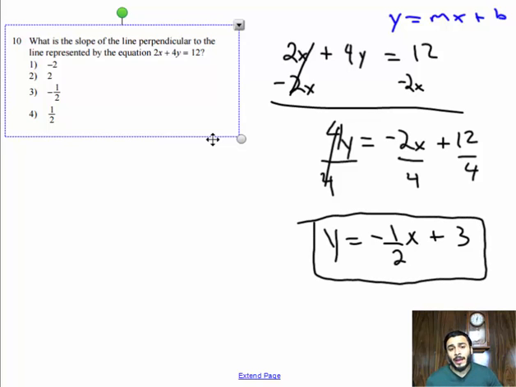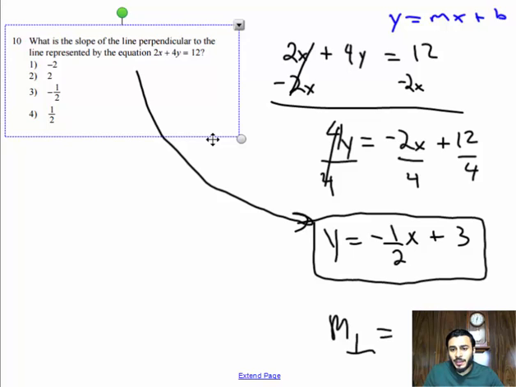Now, let's go back to the question. So what's the slope of a line perpendicular to this? Well, the slope of this line is negative 1/2. A line that's perpendicular to this, well, the slope of that line, that says slope of the perpendicular, must be the negative reciprocal of negative 1/2. What's the negative reciprocal of negative 1/2? It's 2 over 1, or just 2. So the answer is choice 2.